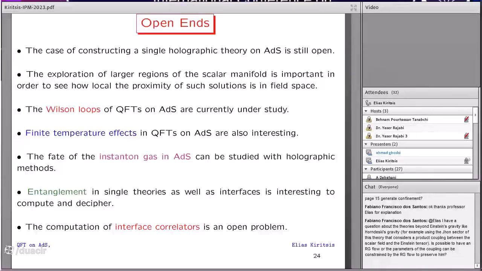The exploration of larger regions of the scalar manifold is important in order to see how local the proximity of such solutions is in field space. The issue I raised in my introduction about Wilson loops is currently under study and needs to be understood. Finite temperature effects are interesting but not understood. The fate of the instanton gas on AdS can be studied using holographic methods and will be done. Entanglement in single theories as well as interfaces is interesting in order to decipher what it says. And I should mention also that the computation of interface correlators is an open problem. Thank you very much.